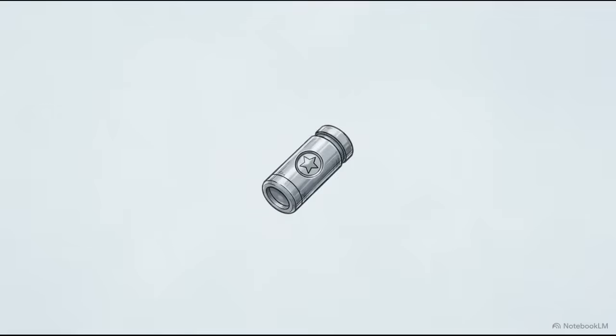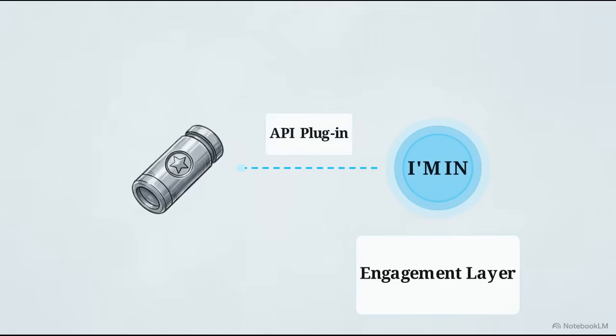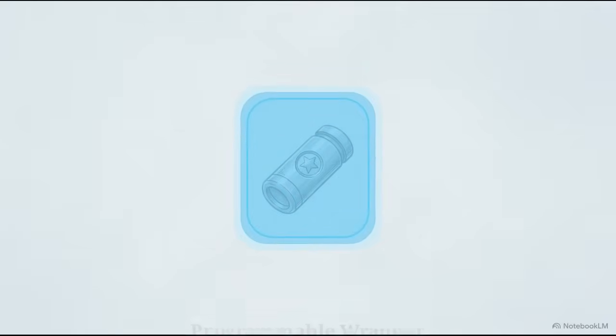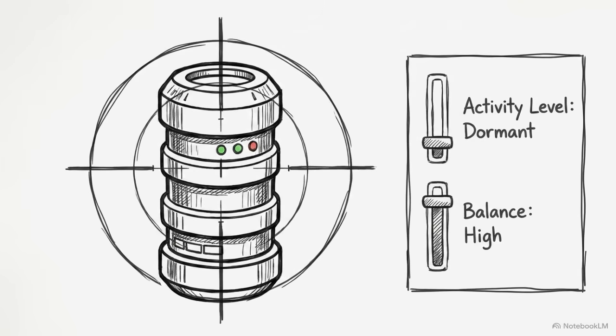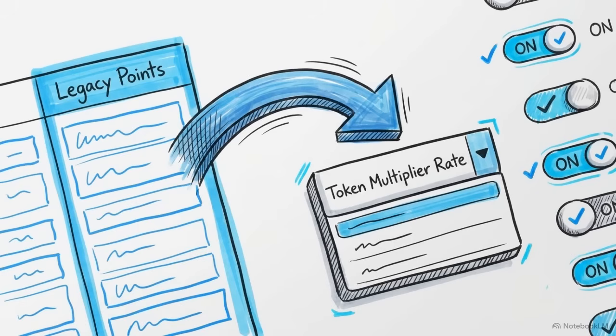Step 1 is the connection. You do not have to rebuild your entire loyalty program from scratch. The I'm in layer simply plugs into your existing infrastructure via API, acting as a programmable wrapper over your current setup. Once connected, you select a specific pilot audience. Here, we identify a segment of dormant users with high point balances and map their old data into the new ecosystem.